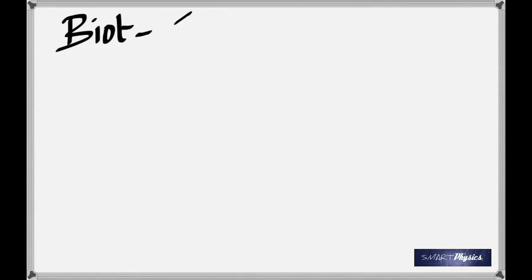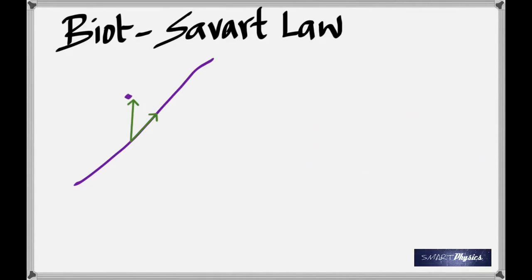Biot-Savart's law. Now, Biot-Savart's law is useful in finding the magnetic field due to an elemental conductor. So if you have a small conductor, or even if you have a conductor divided into very small parts, you could use this law to find the magnetic field. For example, if you want to find the magnetic field at P, and you take a little conductor of length dl there, and the angle between the line joining the conductor to the point and the length is theta.